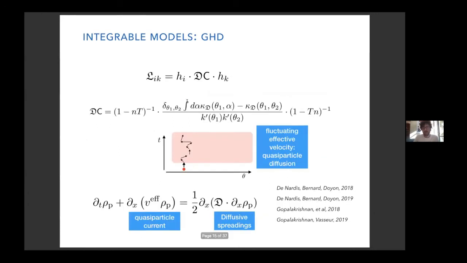Using this property, we can also express the diffusion, the Onsager matrix, as a bilinear operator, not a linear operator, but a bilinear operator. And in terms of this, so sorry, Jacopo.